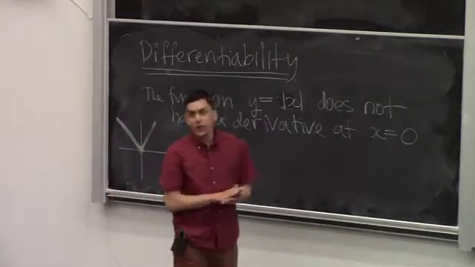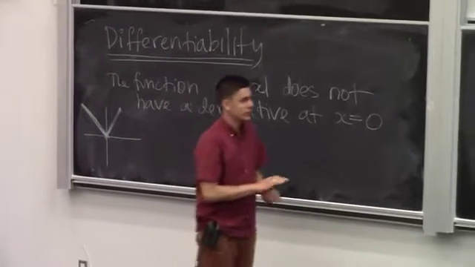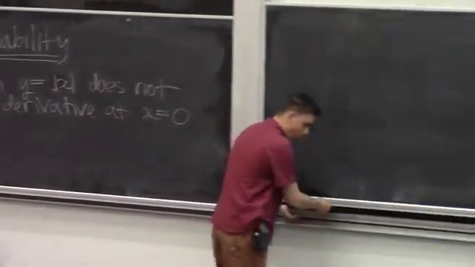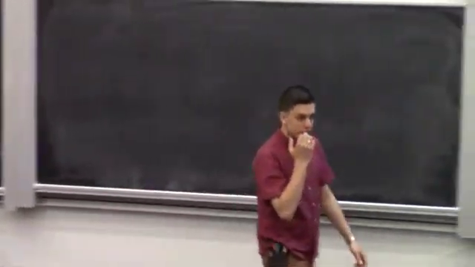And I want to graph a couple examples of what can go wrong in several dimensions. So in several dimensions, we can fail to have a derivative for different reasons.